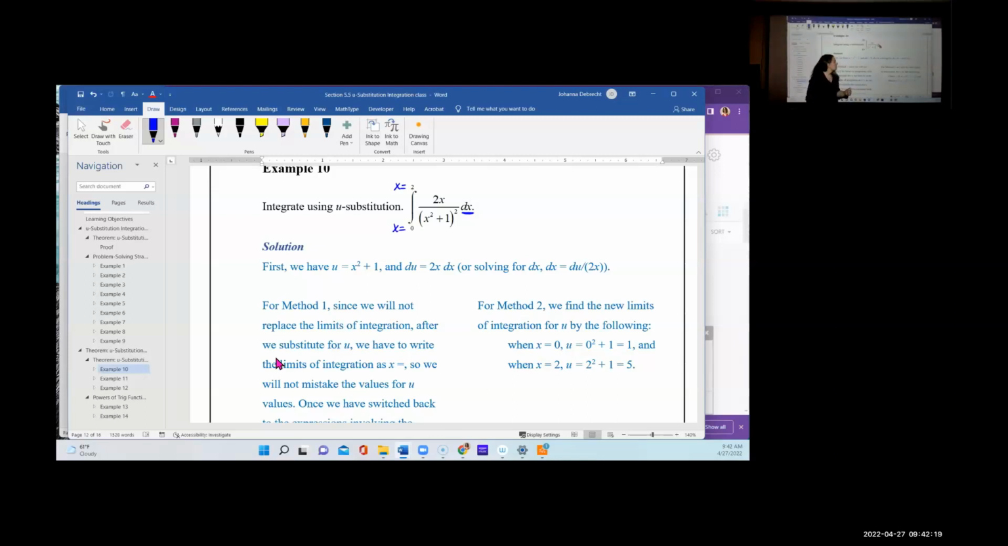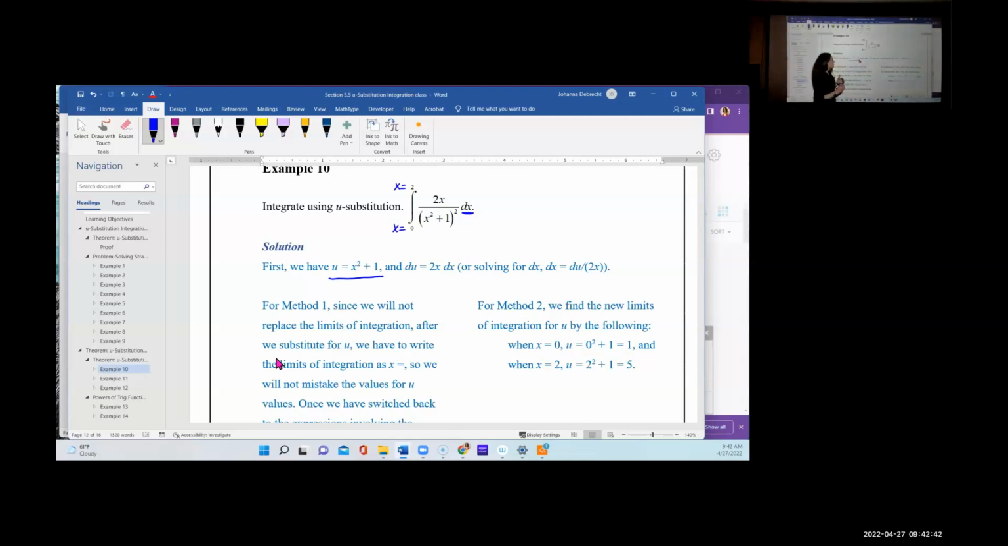X squared plus 1. It's a double whammy because it's in the denominator, so that's a plus, and it's the base of something being raised to the power 2. So that makes it twice as likely that that's the correct choice for u. So we are going to choose u to be x squared plus 1.